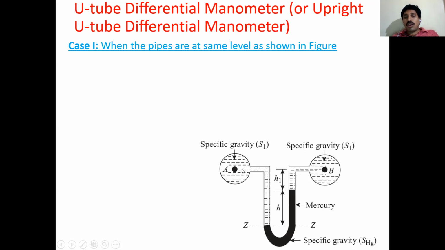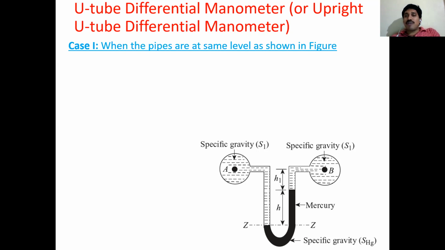On the left limb, if you observe, the liquid in pipeline A is applying more pressure on the mercury on the left limb. That's why mercury is pushed down by the liquid in A. Due to that pushing action, the mercury level goes down in the left limb and rises in the right limb. That means the pressure in A is more compared to B. That's why more pushing action takes place on the left limb. That is the thing you have to understand.